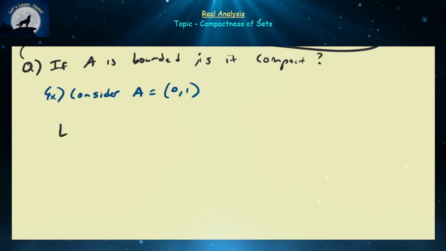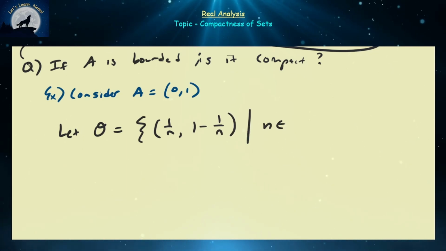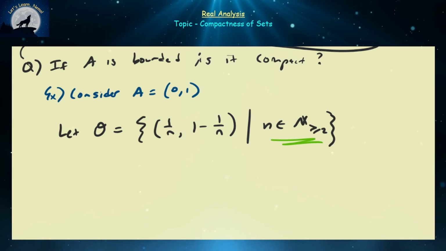So what I want to do is consider a particular open cover of A. I'm going to let this open cover be the set of all intervals (1/n, 1 - 1/n), such that n belongs to the naturals, n greater than or equal to 2. You might think this is kind of weird. For example, why do I take n greater than or equal to 2 in the set of naturals? Well, if n is equal to 1, then we have (1/1, 1 - 1/1), which is (1, 0), and that doesn't even make any sense because it's not even listed from least to greatest.